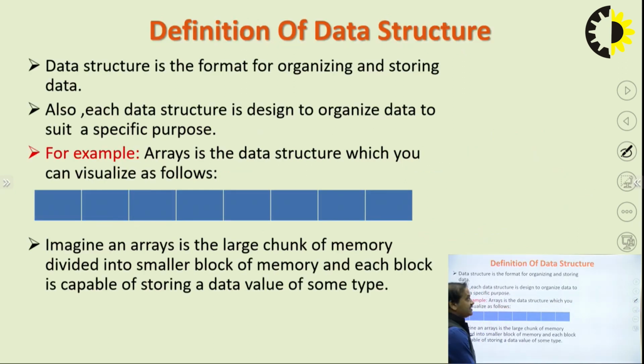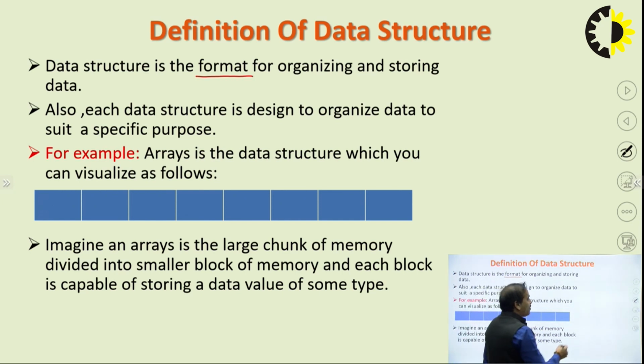Now, definition of data structure. We discuss here how this array works in a data structure, and what the meaning of data structure is. Data structure is the format of organizing and storing data. Format means how the data is stored inside the main memory.